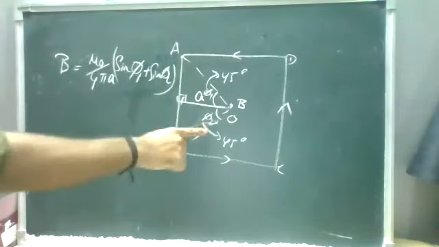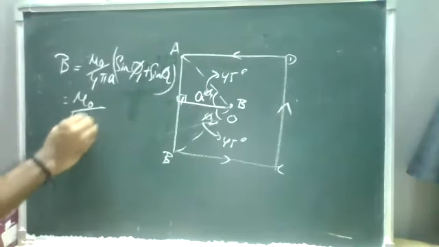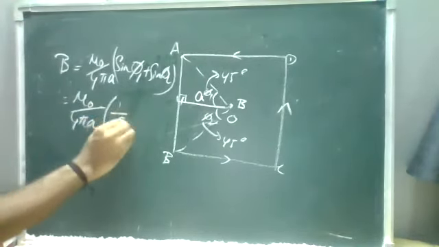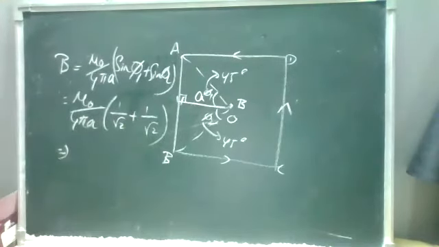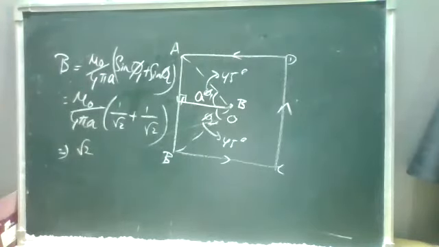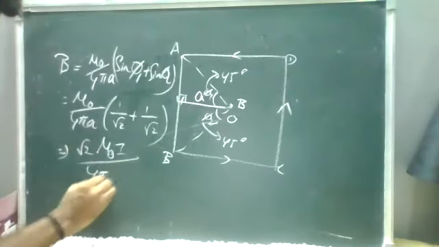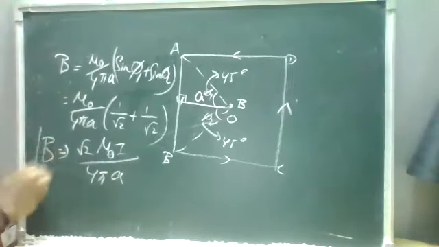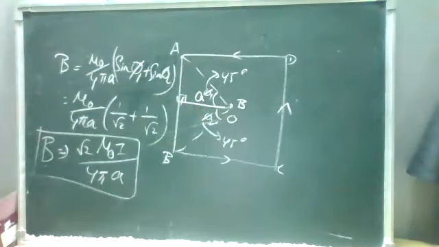So here phi 1 and phi 2 both are 45 degrees. So it is mu naught by 4 pi A, into 1 by root 2 plus 1 by root 2. At the end, the final relation is nothing but root 2, so I'm just cancelling it out. It is root 2 mu naught I by 4 pi A. This is your magnetic field for one side. Remember, it is for one side, the magnetic field at the center.